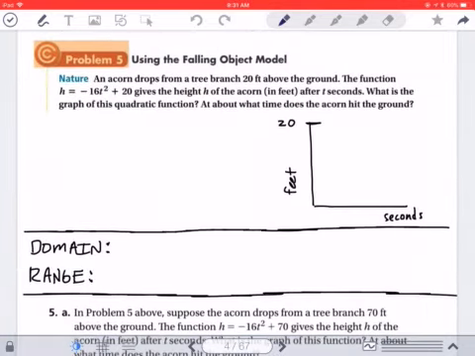Last problem here for notes. So an acorn drops from a tree branch 20 feet above the ground. The function is h equals negative 16t squared plus 20. It gives the height of the acorn after t seconds. What is the graph of the quadratic function? And about what time does the acorn hit the ground?